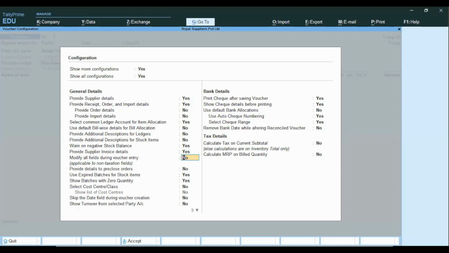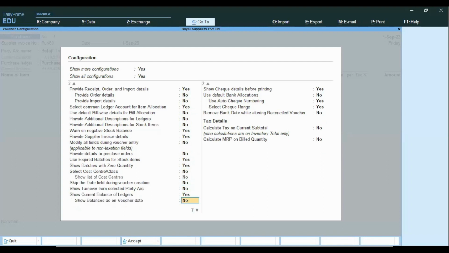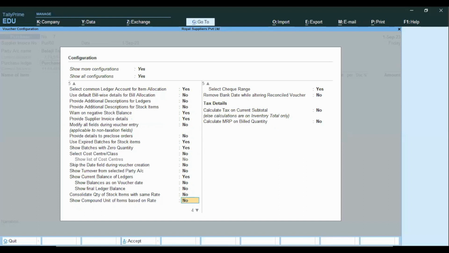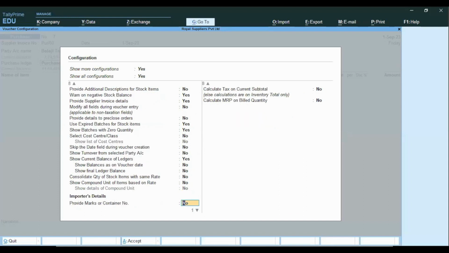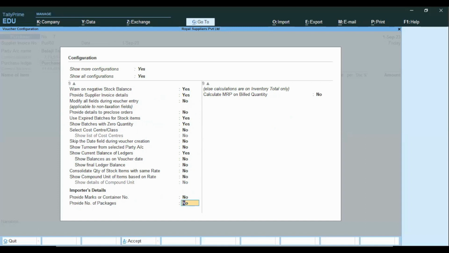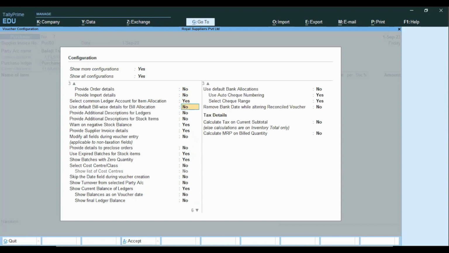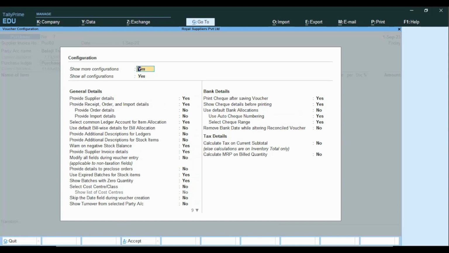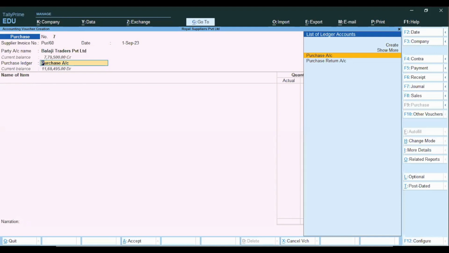Here we have use party ledger for... just a minute. What we will do?